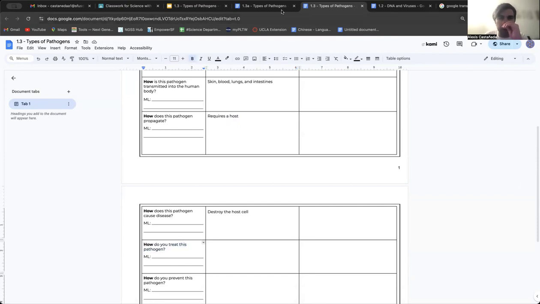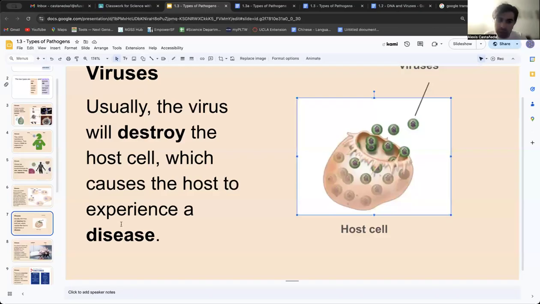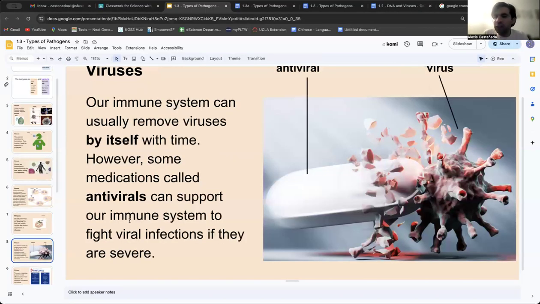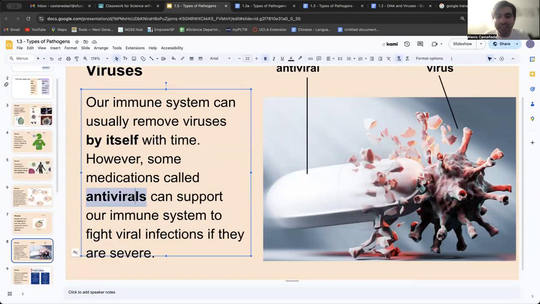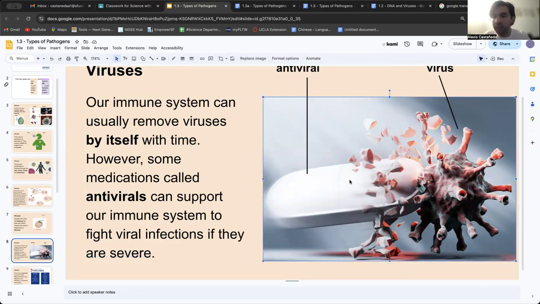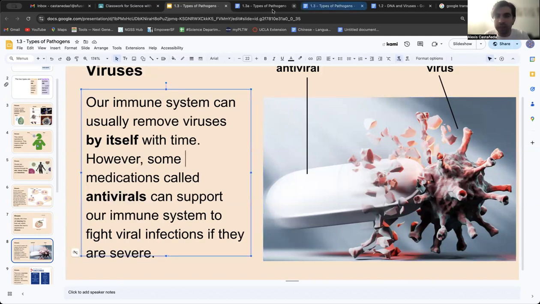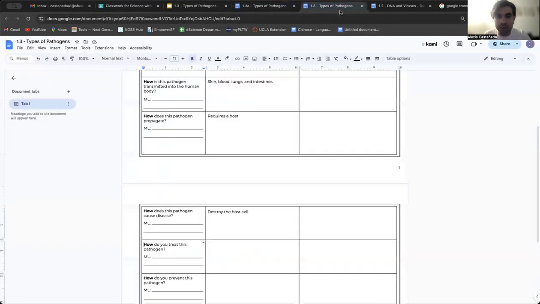How do you treat this pathogen? How do we treat a virus? Usually, if you have ever gotten the flu or coronavirus, you do not have to take any medication. Usually you will heal by yourself. However, you can also take something called an antiviral. Anti means against, and viral, like a virus. So it goes against viruses. An antiviral is something that we can take that will help our body destroy viruses.